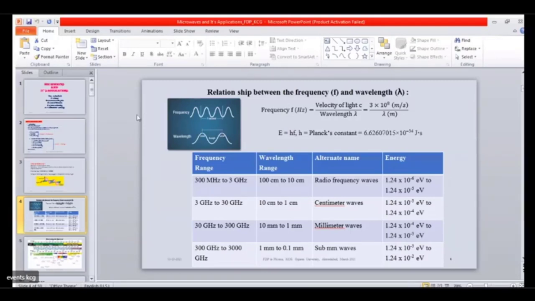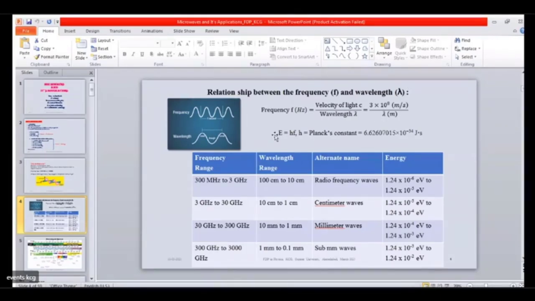The wavelength and frequency of a wave are related by this equation. Frequency is given by the velocity of light divided by wavelength. Right? If the wave is propagating in free space, then we take the value of c as 3 into 10 to the power 8 meter per second, and wavelength is measured in meter. So this is the relationship between frequency and wavelength of a wave.